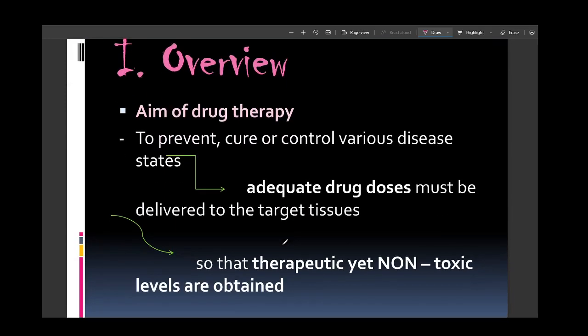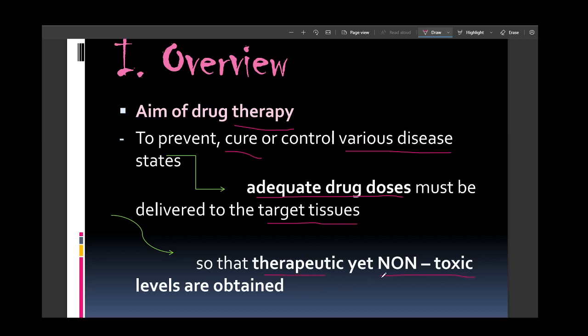Okay, so overview. Our aim of giving drugs is the therapy of the person, meaning we need to fix the person, to cure him or control various diseases. Adequate drug doses must be delivered to the target tissues, so that therapeutic yet non-toxic levels are obtained.